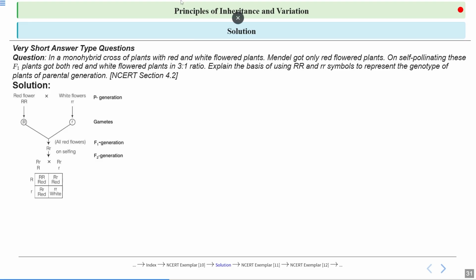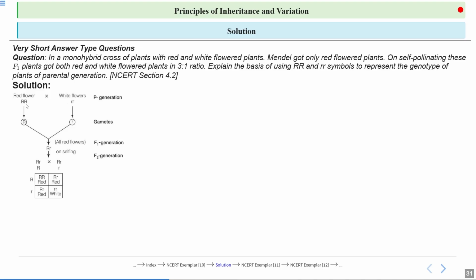So you can see here, capital R is for red color, small r is for white color. This is basically done to avoid confusion. So instead of writing W for white, you are writing small r. This is being done to show that these two alleles belong to a single gene, capital R and small r. If you write capital R for red and W for white, then you might confuse this with two different genes. That's why you write capital R and small r.